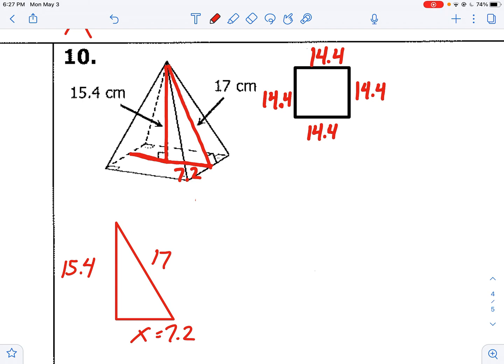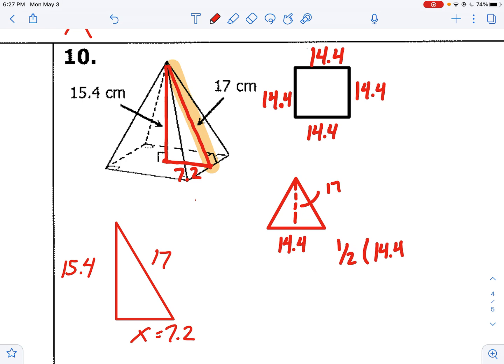And then to find one of the lateral face areas, what I could do there is I would have the base of 14.4. My slant height right here is 17. So this would be 17, and it would just be 1/2 base times height. And then, of course, you have 4 of those, so you would need to find all 4 added up.